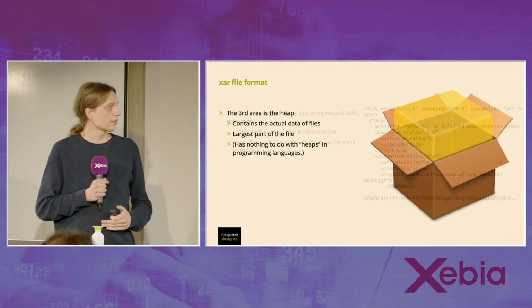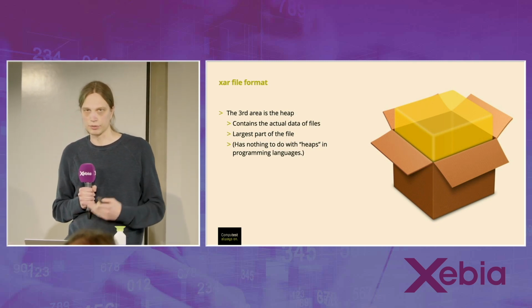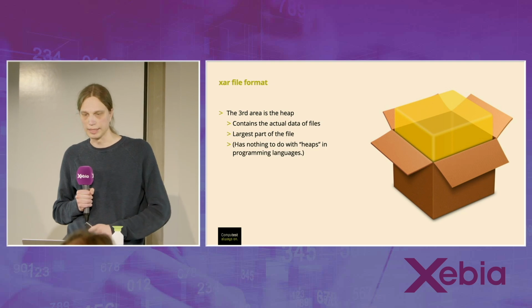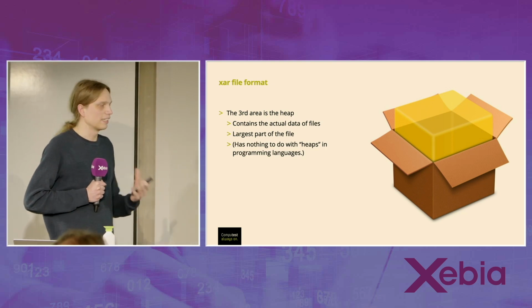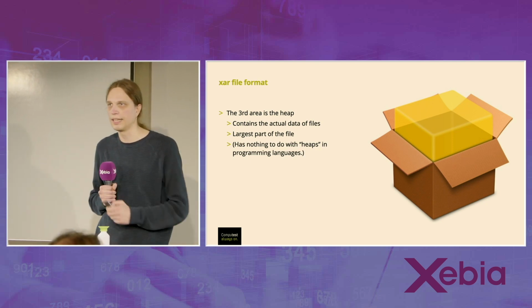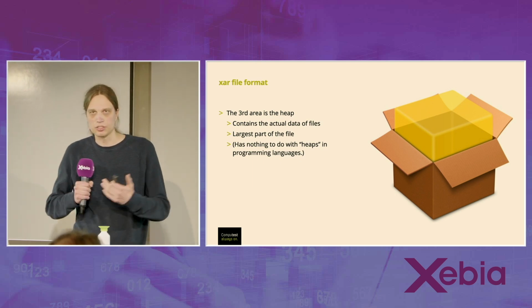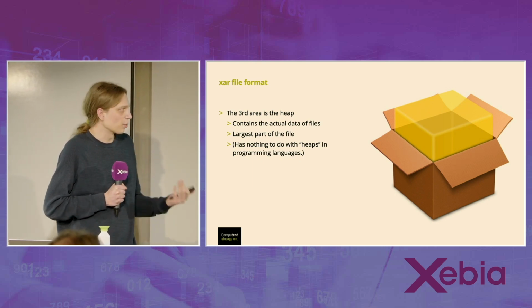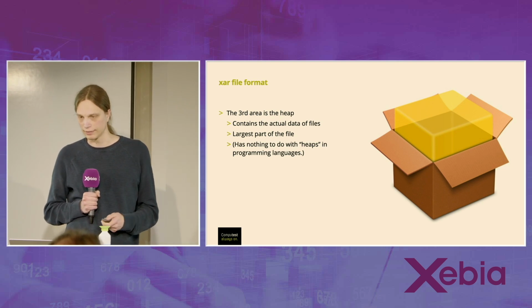And then the third part, that's the heap. And that's the actual data of the files within the archive. So that will be placed somewhere on the heap. And if you're familiar with programming, this has nothing to do with a heap like in a C program where you can allocate stuff on the heap. It's just randomly addressable data. That's why it's called a heap, but it's not really related to that any more than that.